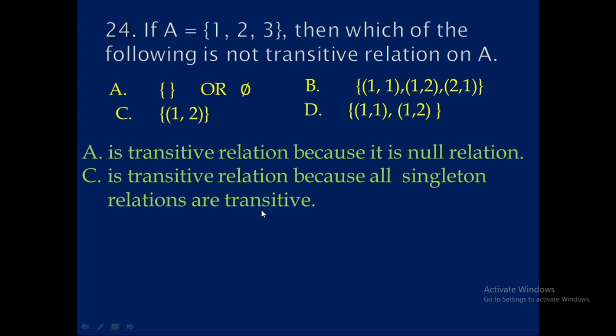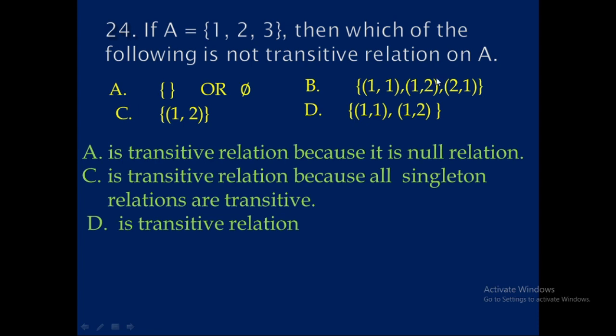And option D is also clear: (1,1) and (1,2). This one is the identity (1,1). Sometimes the relation does not satisfy the basic properties of transitivity, that is (a,b) and (b,c) not belonging to the relation, which means the relation is always transitive. Therefore, D is also a transitive relation. Therefore, option B is not a transitive relation.